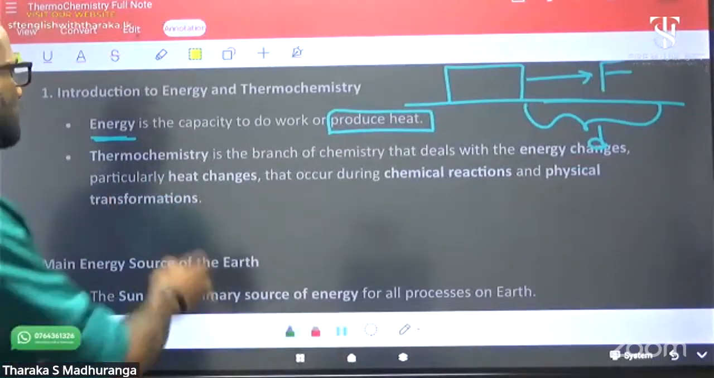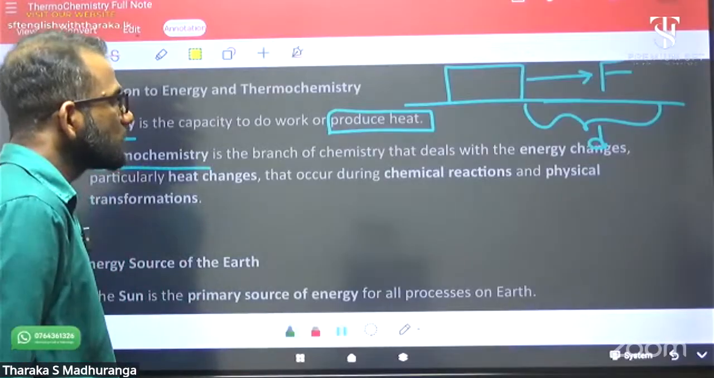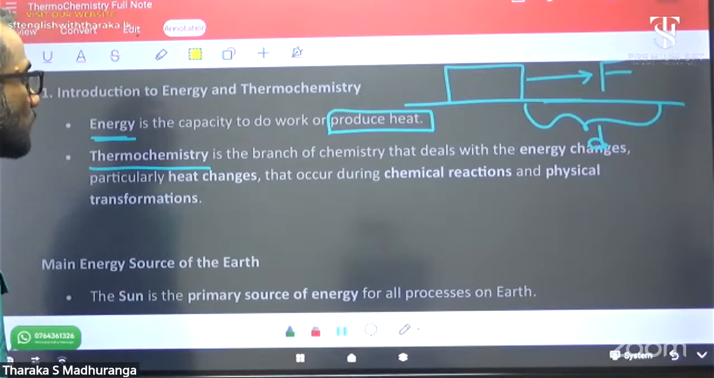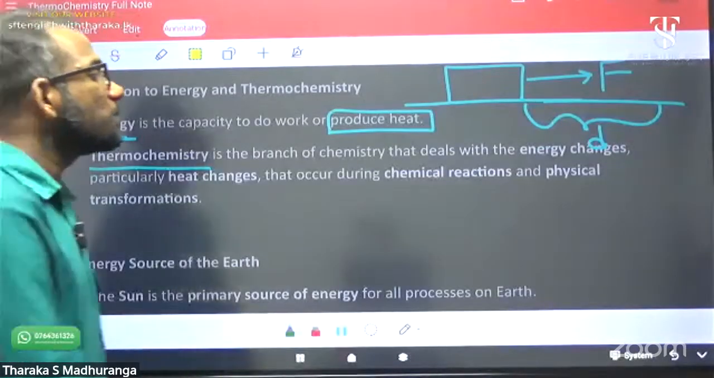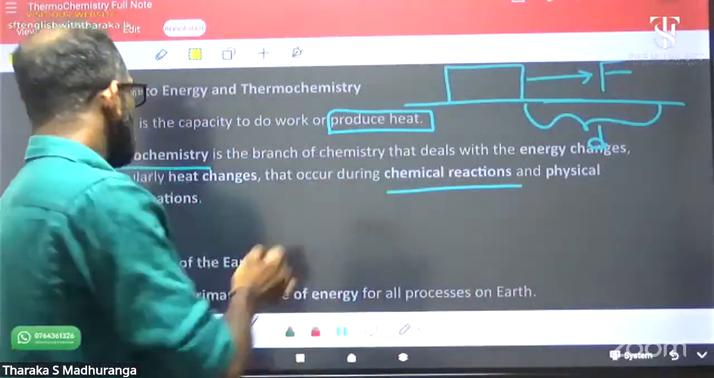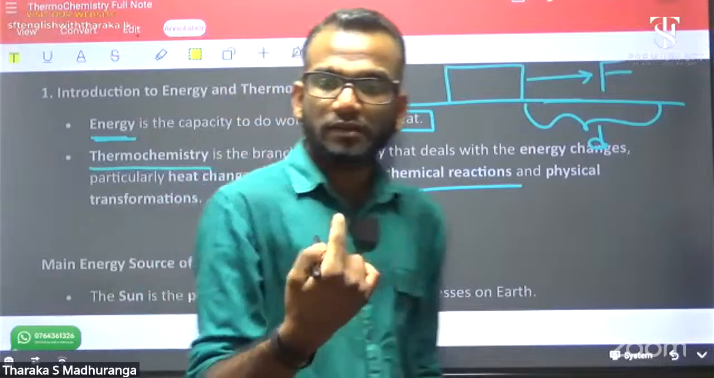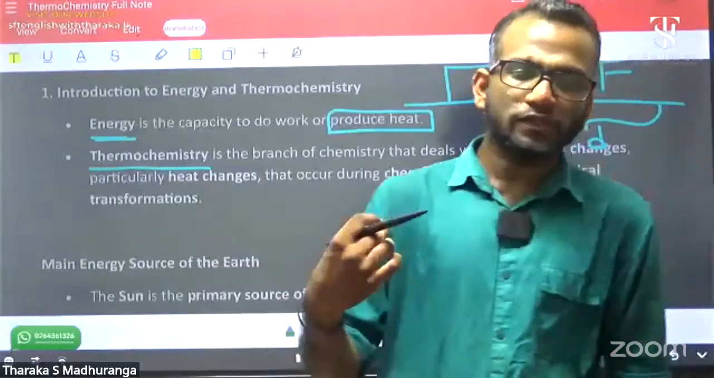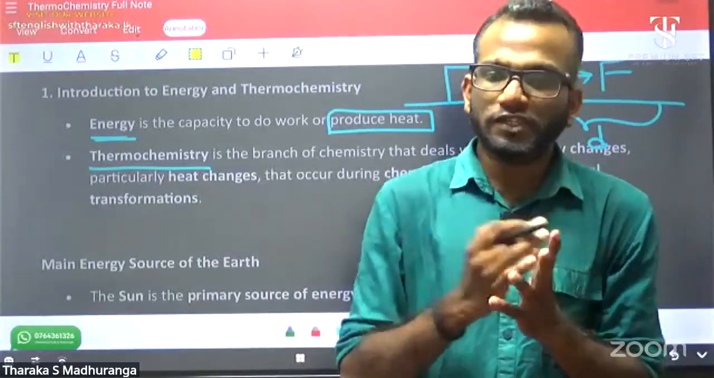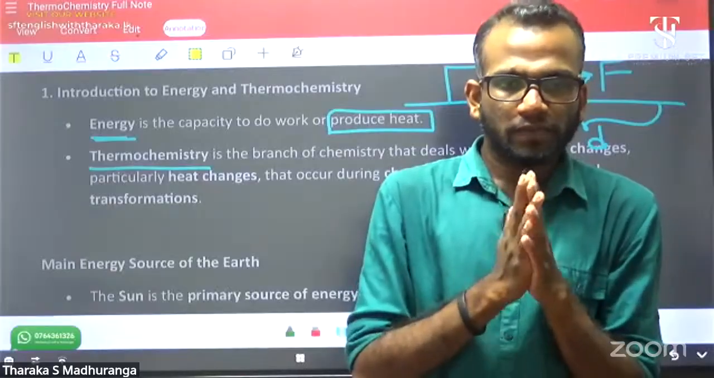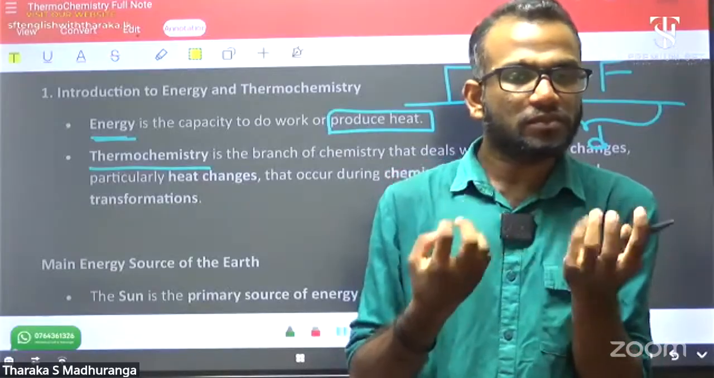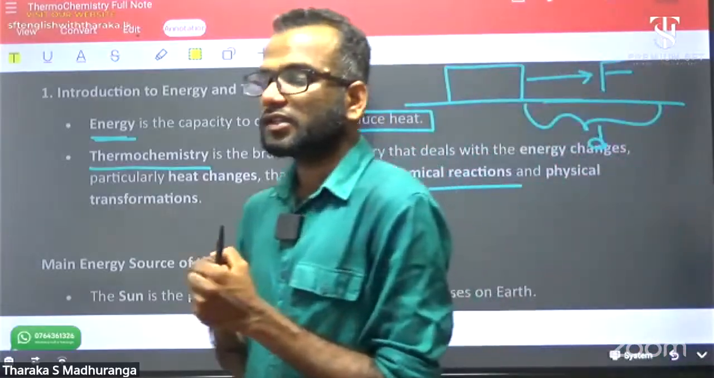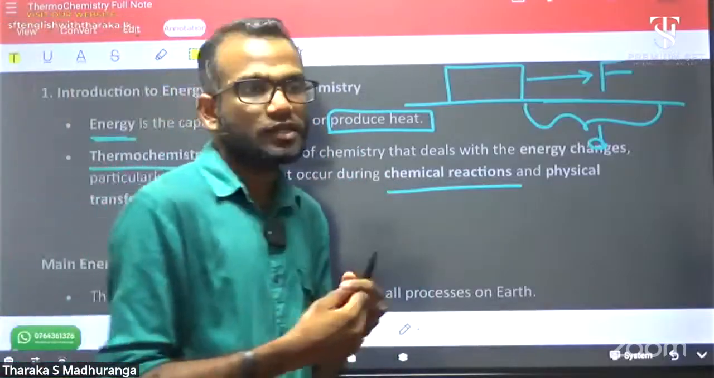Okay, thermochemistry. This is a basic introduction to thermochemistry. Thermochemistry is a branch of chemistry that deals with energy change, particularly heat change that occurs during chemical reactions. Energy cannot be created or destroyed. That's what we call the energy conservation law. Conservation means it can't be created or destroyed. In the work, energy, power lesson, we discussed another law, the mechanical energy conservation law, as well.